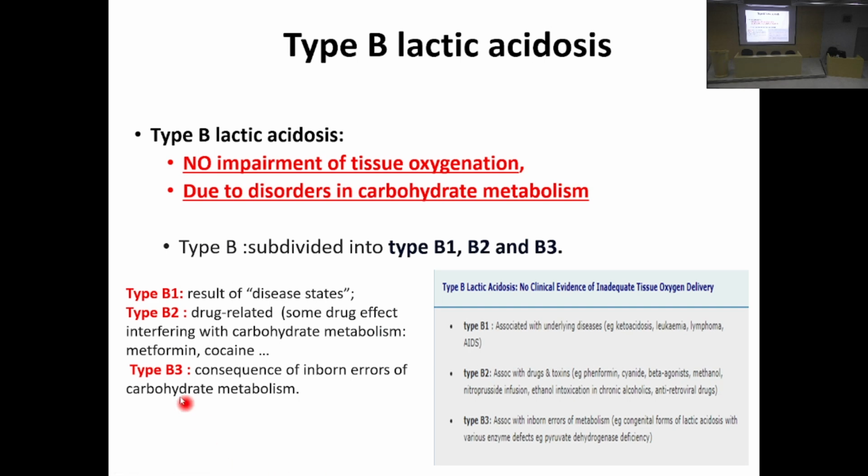Type B2 is associated with drugs, where the person is consuming a drug, for example metformin, which is used for the treatment of type 2 diabetes. People who consume alcohol can have lactic acidosis type B2, as can people using cocaine. So they are associated with drugs. Type B3 is associated with inborn errors of metabolism. For example, when you have a defect in pyruvate dehydrogenase, an enzyme deficiency in carbohydrate metabolism, it can lead to B3. Is it clear?